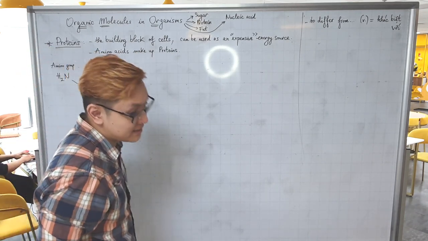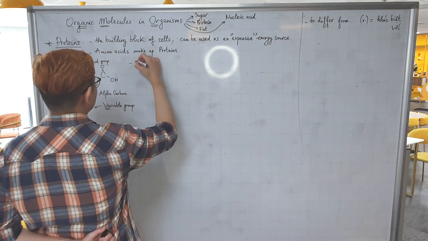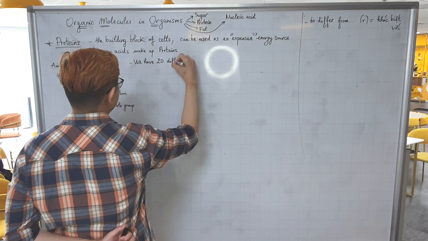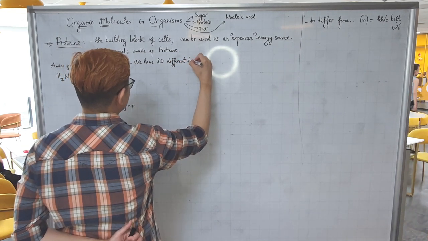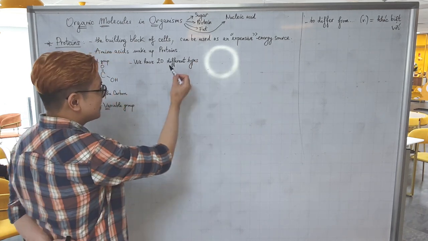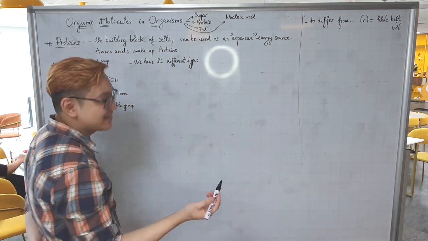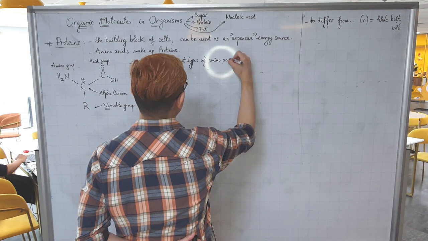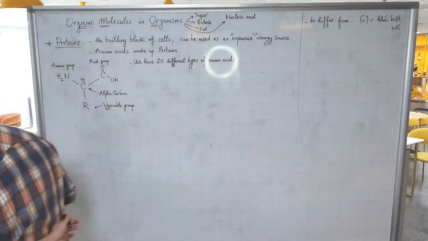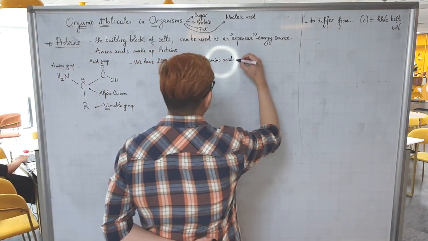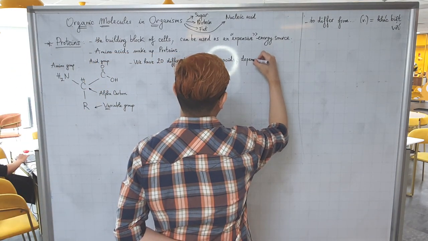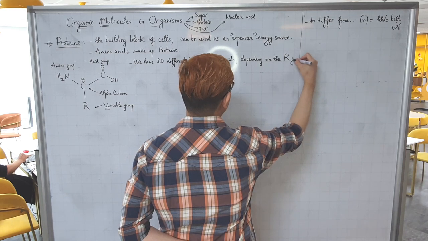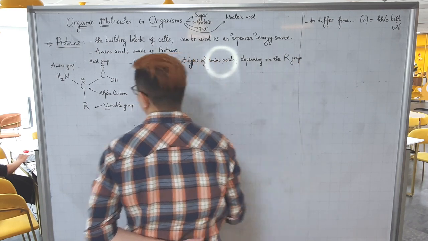So classically, về mặt cơ bản, về mặt truyền thống, we have 20 different types. Đừng nghĩ cái differ from nó đi một different này. Differ, different, difference. You know, yeah, 20 different types of amino acids. Depending, nó tùy thuộc vào gì? Depending on the R. Nó tùy thuộc vào nhóm R. The variable group, depending on that.